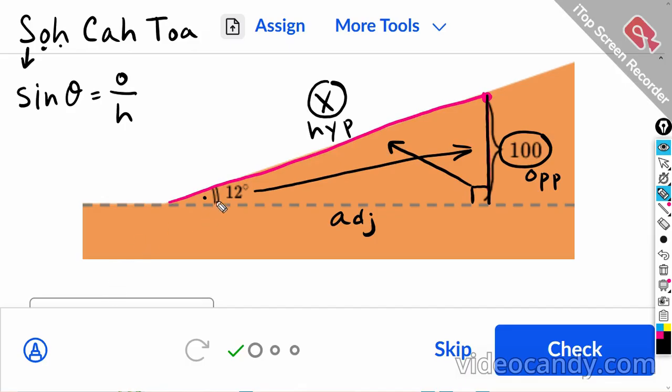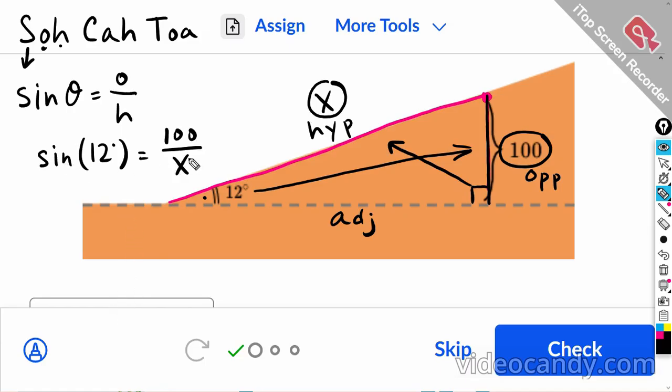All right, let's see. The angle theta is 12. So we have sine of 12 degrees. All right, you can use parentheses if it helps. And that equals opposite, which is 100, divided by hypotenuse, which is x.